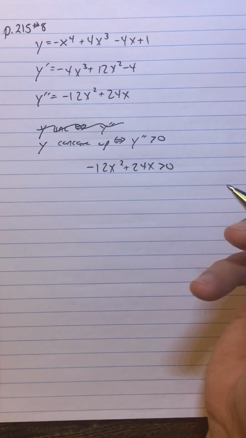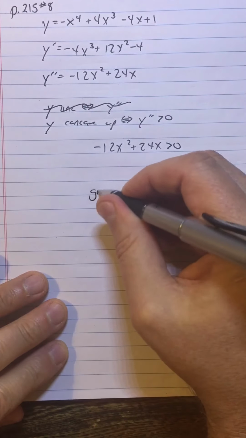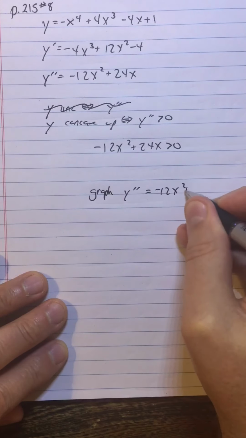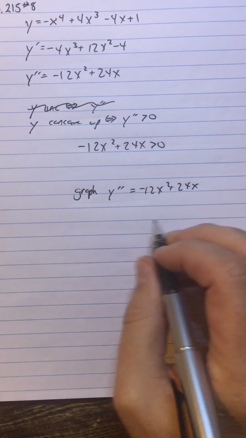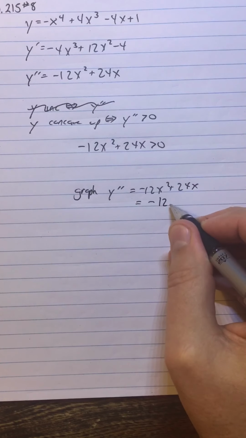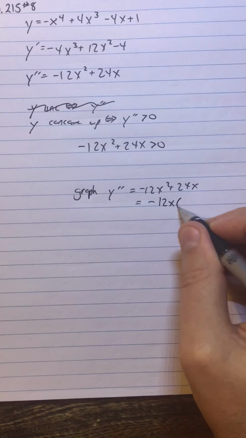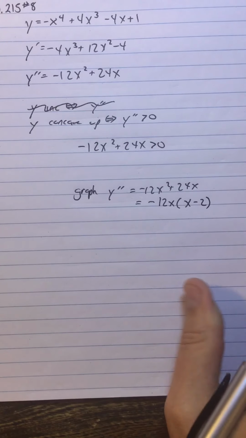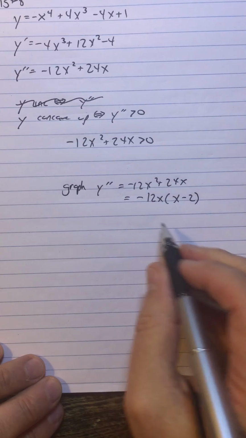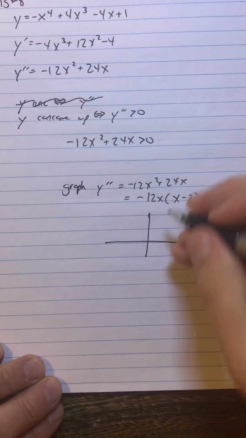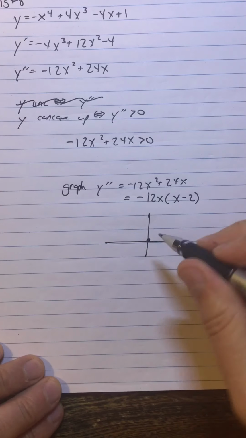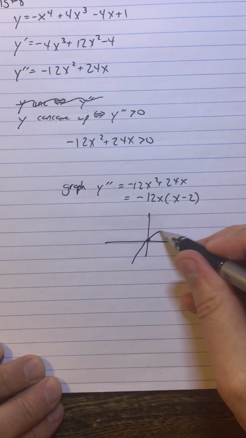We can say, all right, what does the graph of y double prime look like? And that's easy to do. What is a graph y double prime? Because it's just this negative 12x squared plus 24x. All right, and I can factor that to have negative 12x times x minus 2, right? So this is a quadratic function. It's concave down because the leading coefficient is negative. All right, so quadratics we know everything about. So it has x-intercepts at x equals 0 and x equals 2. Right? And its leading coefficient is negative, so this is a parabola facing down.